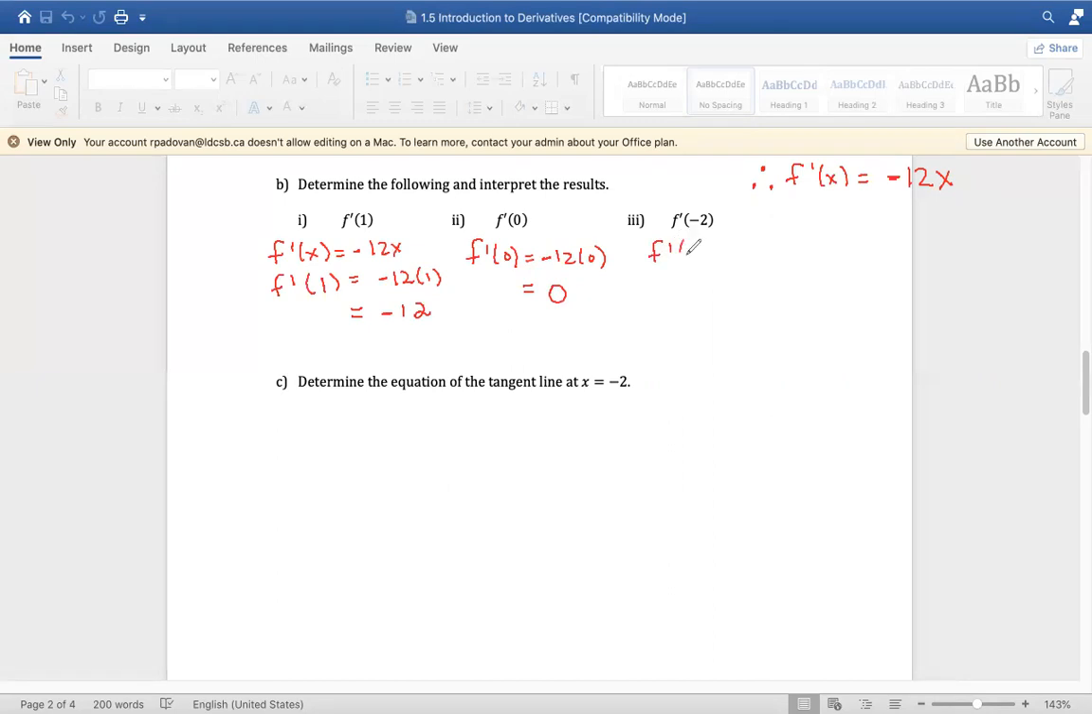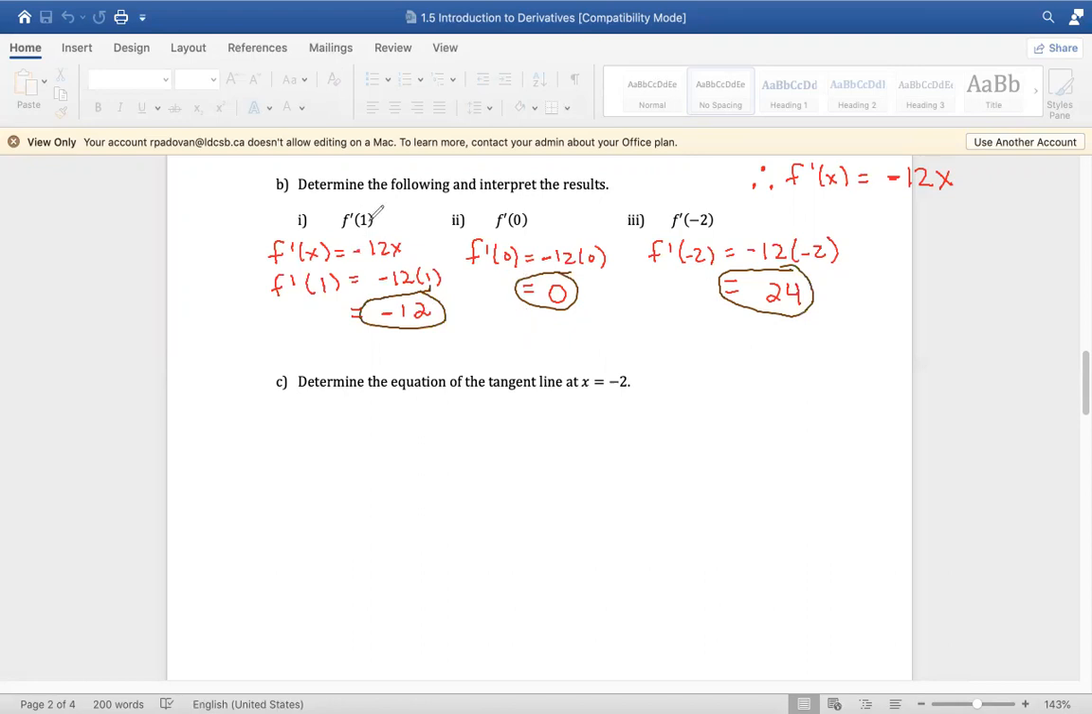And f prime at -2 is equal to -12 times -2, which ends up being, be careful that you write, +24. So here are my answers: -12, 0, and 24. You don't have to circle them, it's just for me to highlight them. So what are these values? You might think, well, if f of x was to equal -12, then that would be a y value. These are not y values. These are derivative values. They represent the slope of a tangent line at various x values.